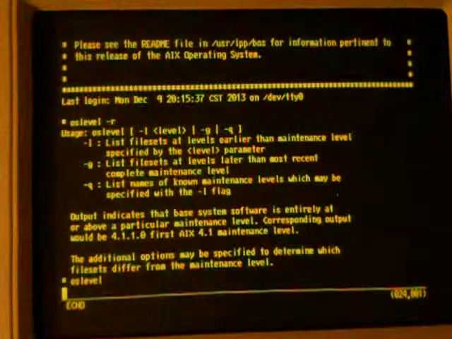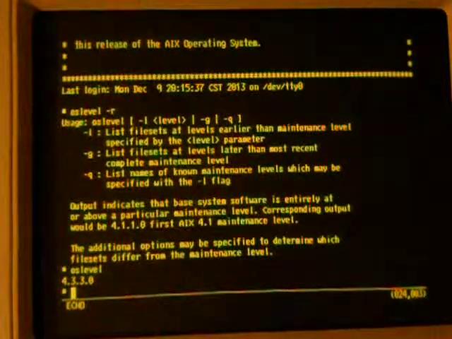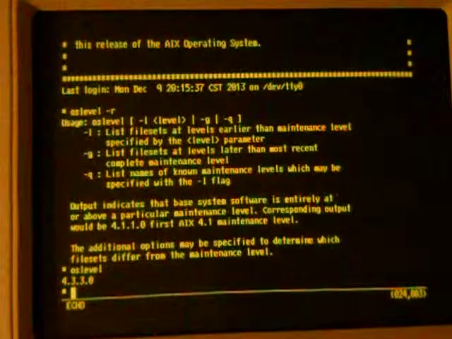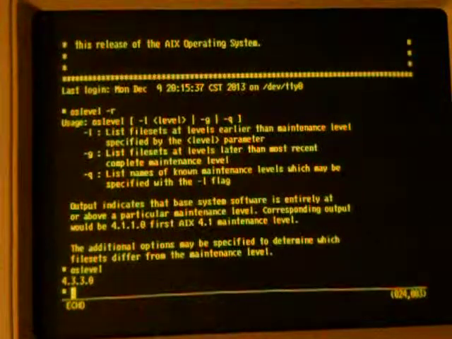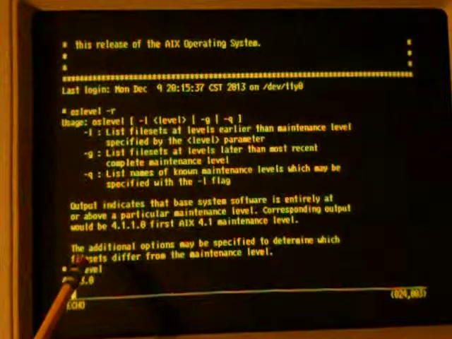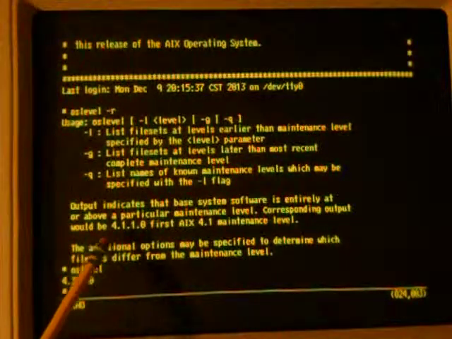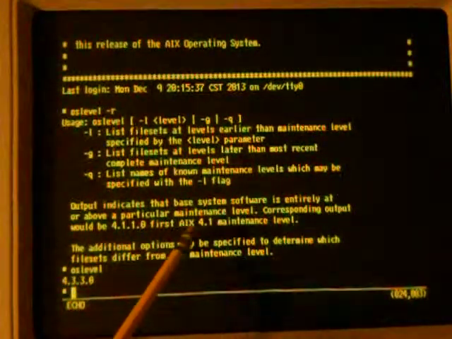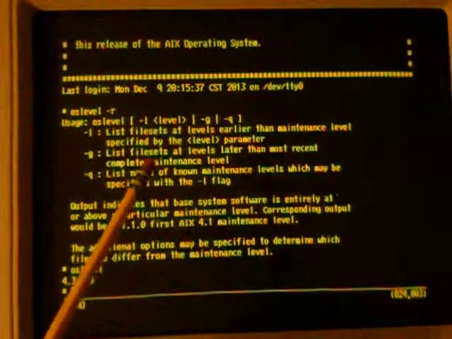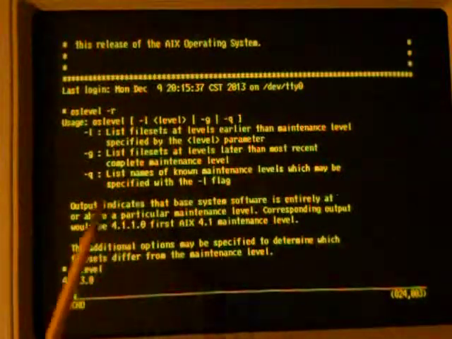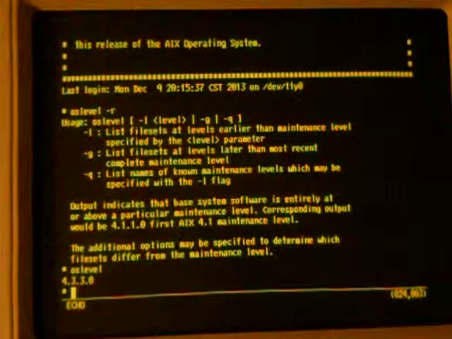Well, OS level dash R is supposed to tell us what release we're on. Well, 4.3.3.0 kind of tells me that we're not on anything. Yeah, okay, so, yeah. Corresponding output would be 4.1.1.0, first AIX 4.1 maintenance level. So, yeah, so 0, the first one, that would kind of make sense. Okay.